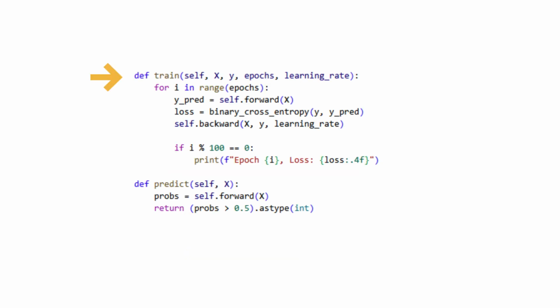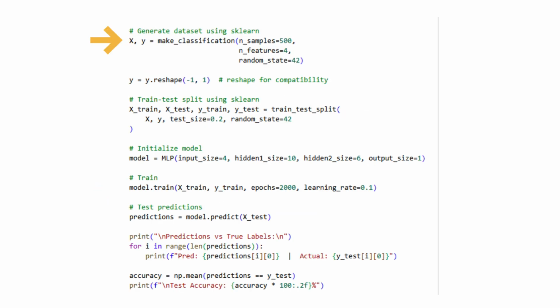Finally, we implement the train function, which calls the forward and backward passes in each epoch and updates the weights using a learning rate. We also add a predict function to generate outputs for new data. To test our model, we will use scikit-learn's make classification to generate a synthetic dataset, split it into training and testing sets, and watch our MLP learn.